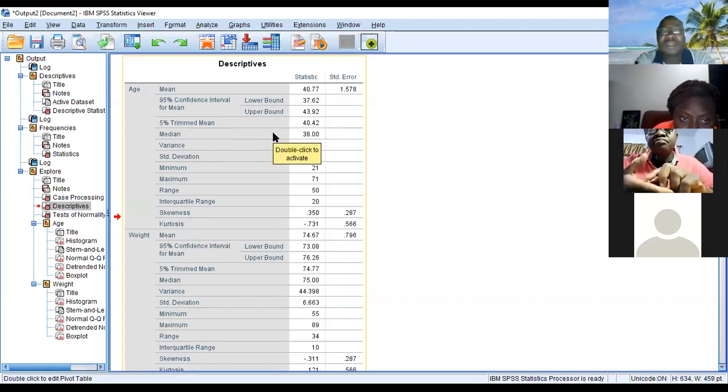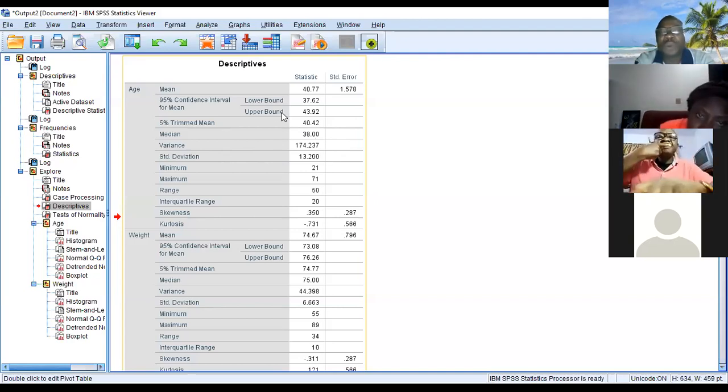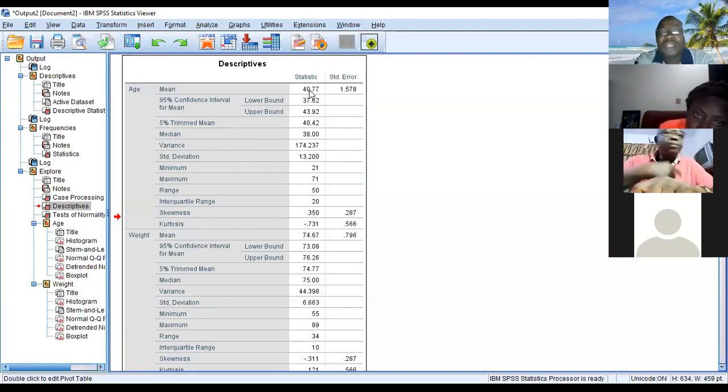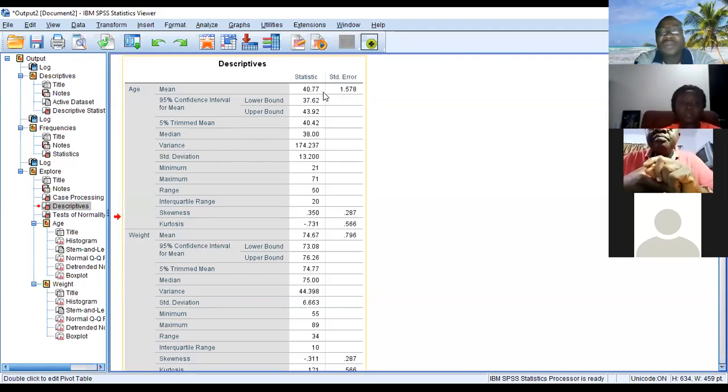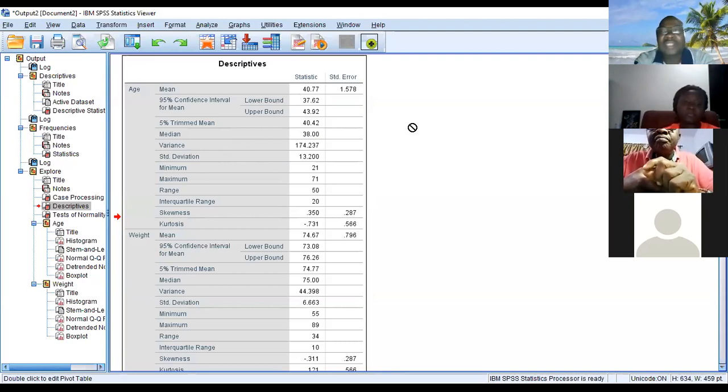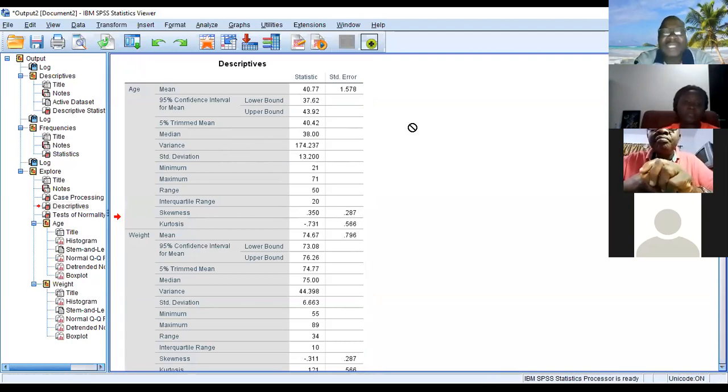It's talking about the trimmed mean, the mean is 40.77. The trim mean is 40.42. Is it not closer to the median? I thought it's closer to the trimmed mean than the mean. Is it not closer to the trimmed mean than the mean? That's what I said: the median and the trim mean are closer than the mean.